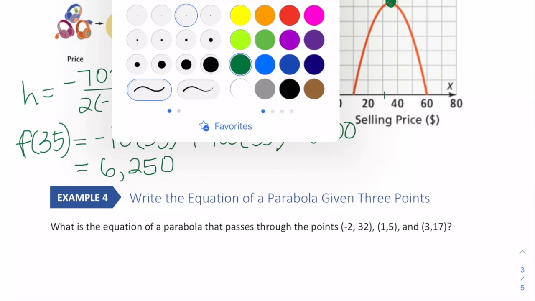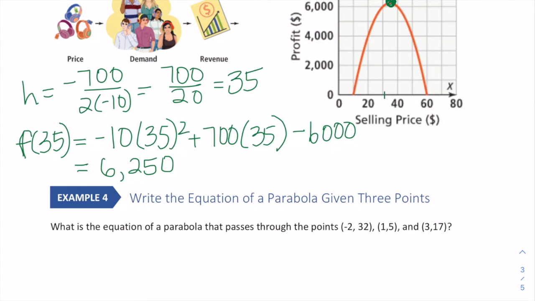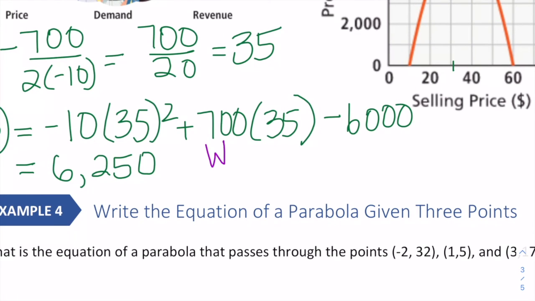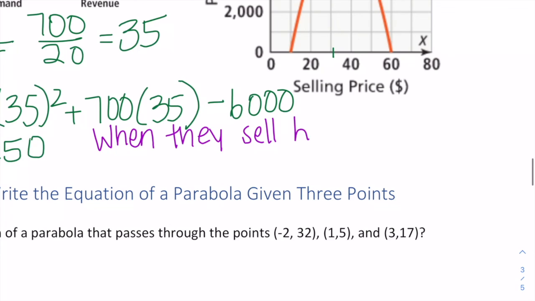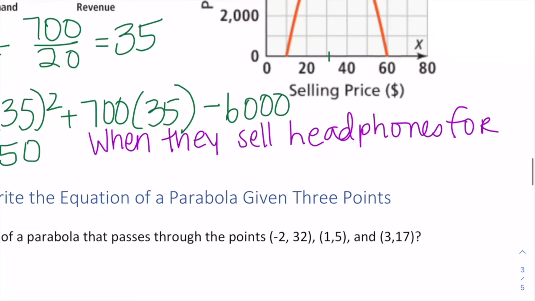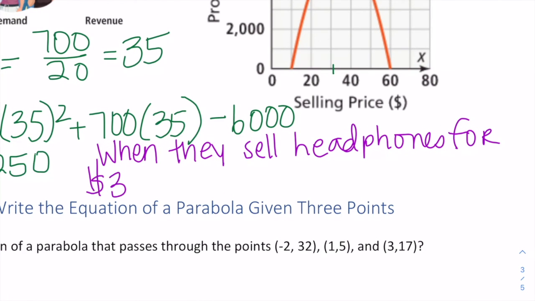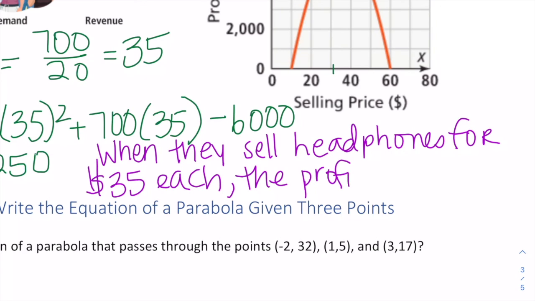So when we look at it, the selling price of these headphones is going to be $35 per item. And they sell the headphones for $35. The profit is 6,250.